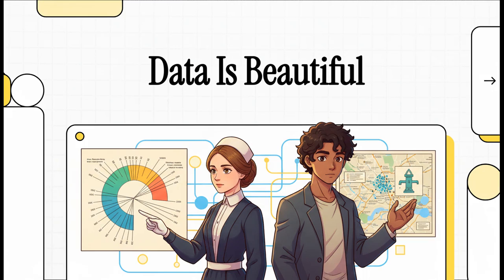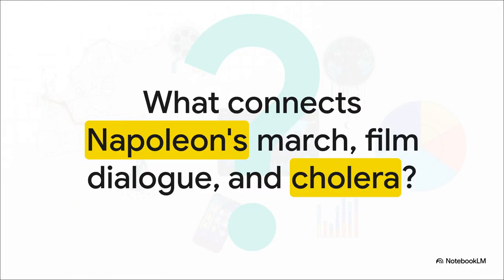Hey everyone! Today we're diving into the beautiful and honestly really powerful world of data visualization. We're going to see how simple numbers and charts can come alive to tell some of history's most fascinating and important stories. So let's start with a little riddle. What could possibly connect Napoleon's disastrous march on Moscow, all the dialogue in your favorite blockbuster movies, and a deadly cholera outbreak in 19th century London?